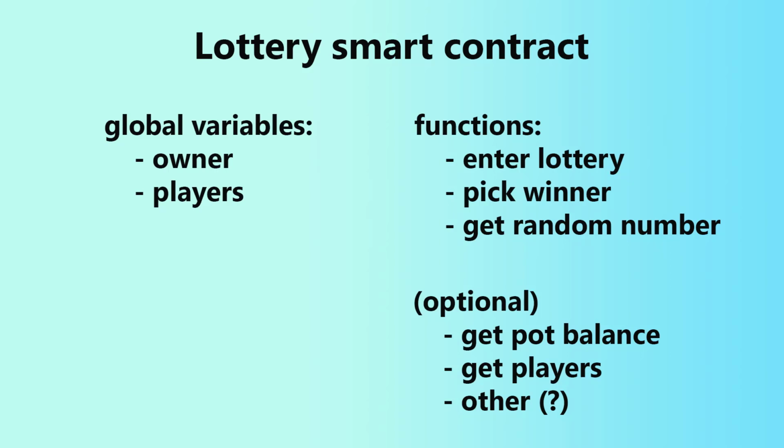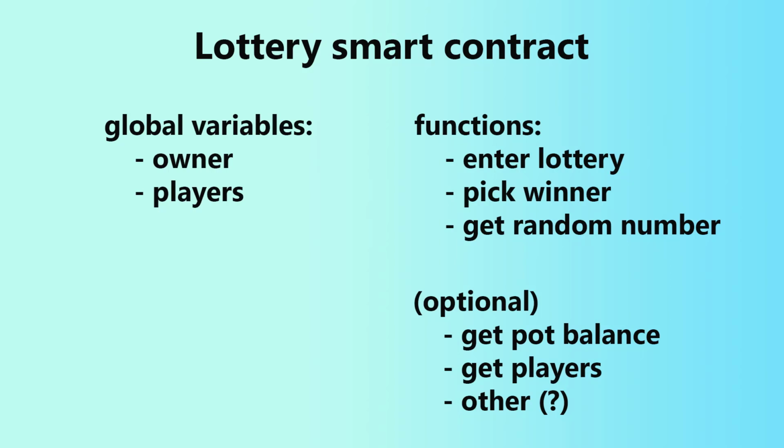Okay, so next let's think about what kind of objects and functions we'll need in our program in order to facilitate that logic. Let's start with global variables. The first one's a given. We'll need an owner, that is the address who deployed the contract, in order to execute some administrative functions. And we'll talk more about that in a little bit.